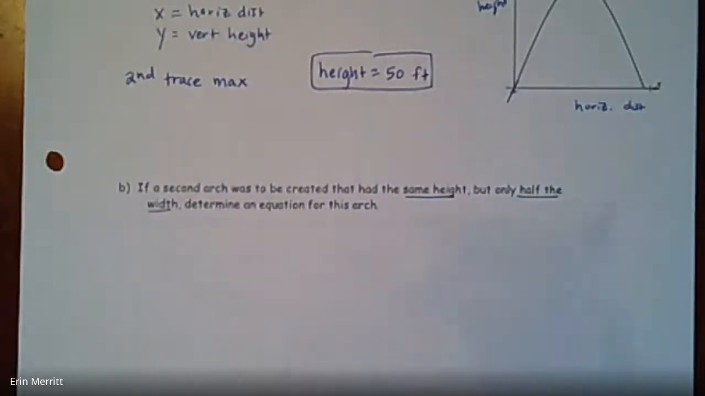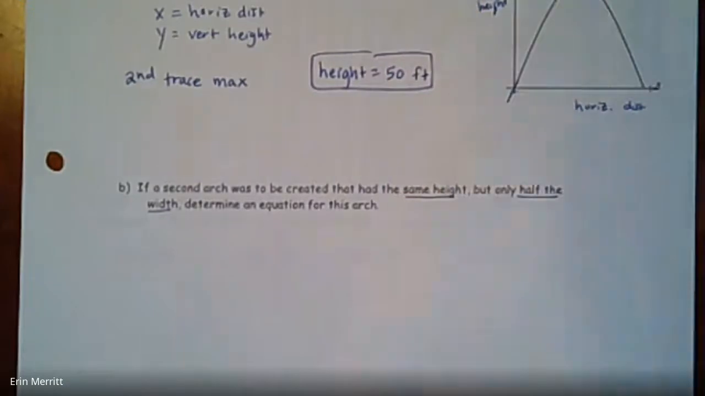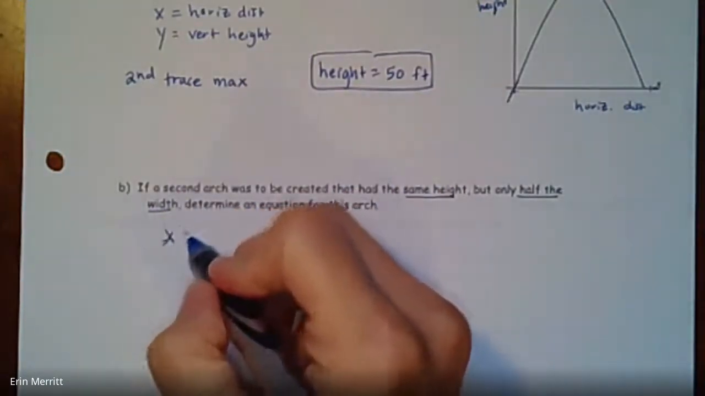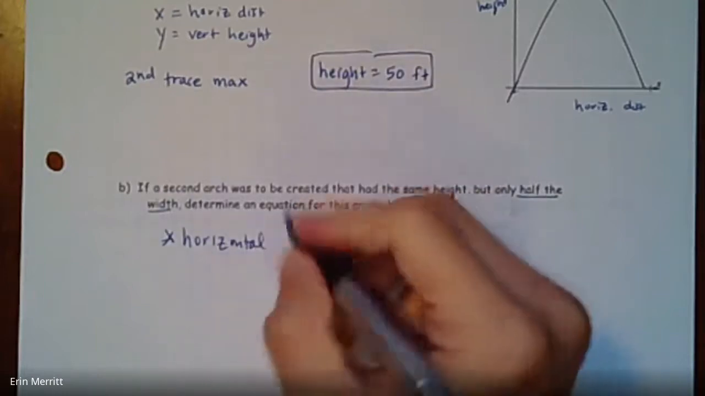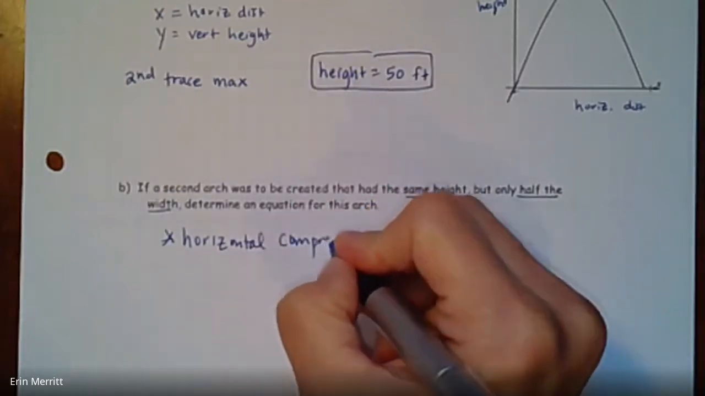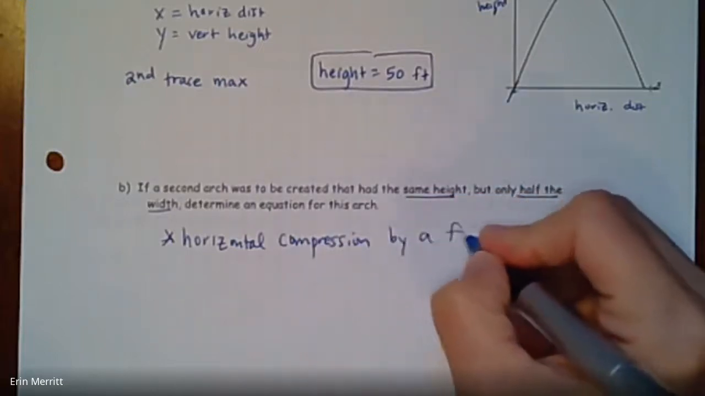All right, so we are in the transformations unit. I want you thinking about how would you transform this? So if I want half the width, I would have to squish this to be narrower, which means we would be compressing it in the horizontal direction. So this is a horizontal compression, and we would say by a factor of 2.